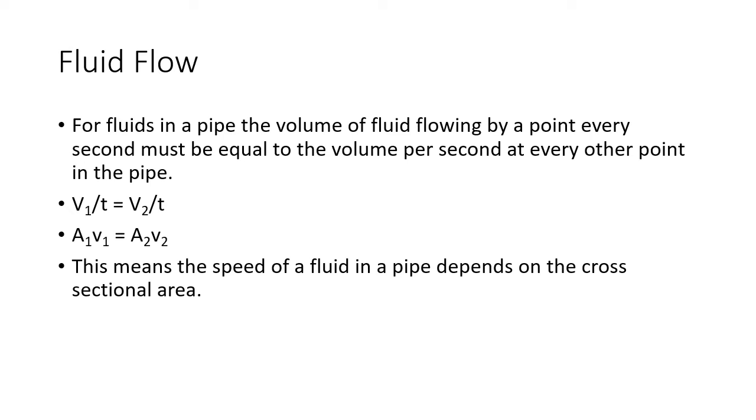So the equation for that is volume 1 over time equals volume 2 over time. You can also rewrite that as the area at point 1 times the velocity of the fluid at point 1 equals the area at point 2 times the velocity at point 2. That means the speed of a fluid in a pipe depends on the cross-sectional area of the pipe.